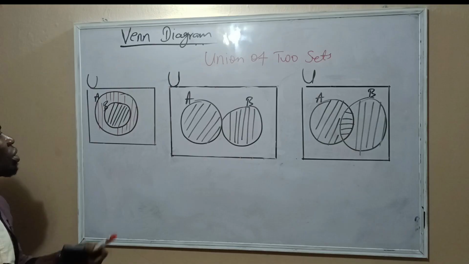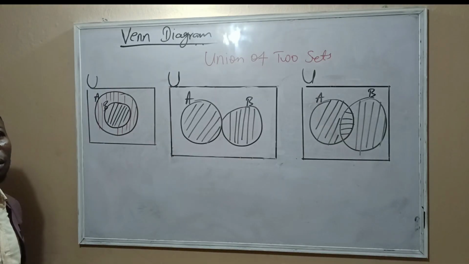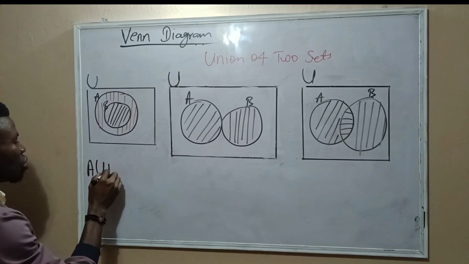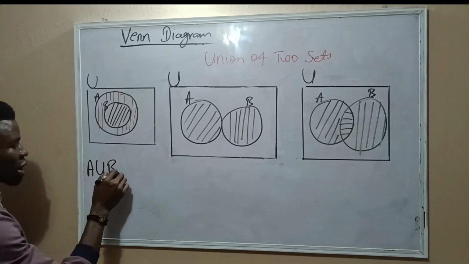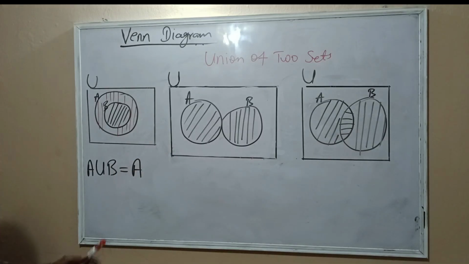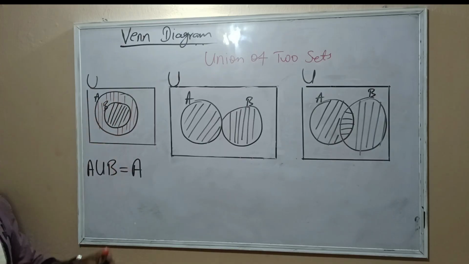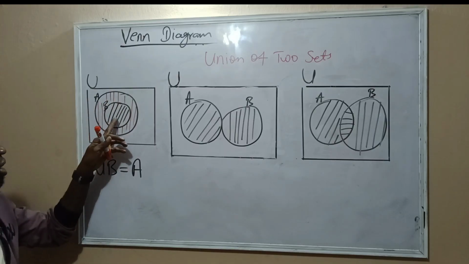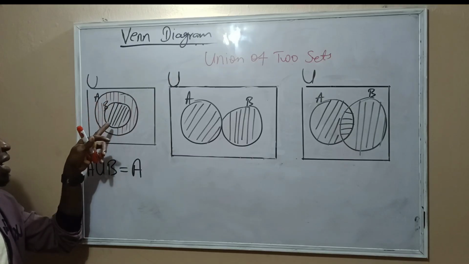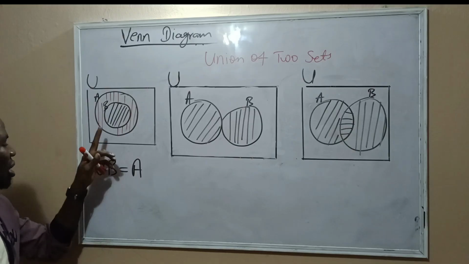Now, if you want to get the union of these sets, like we said, the union of sets is everything that is in the two sets without repetition. That means A union B is equal to everything that is in A. And if you notice, everything that is in set B is also in set A, because A has set B as a subset. So A union B here is equal to A.